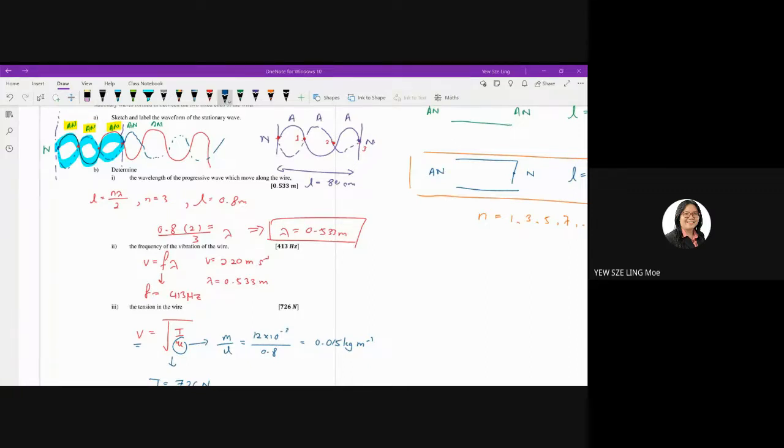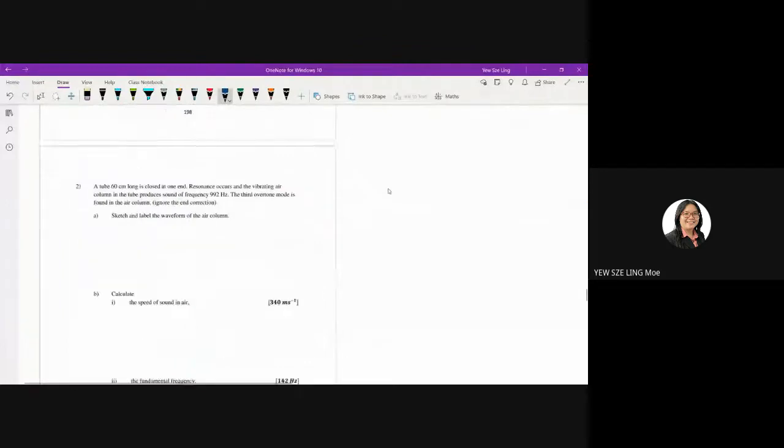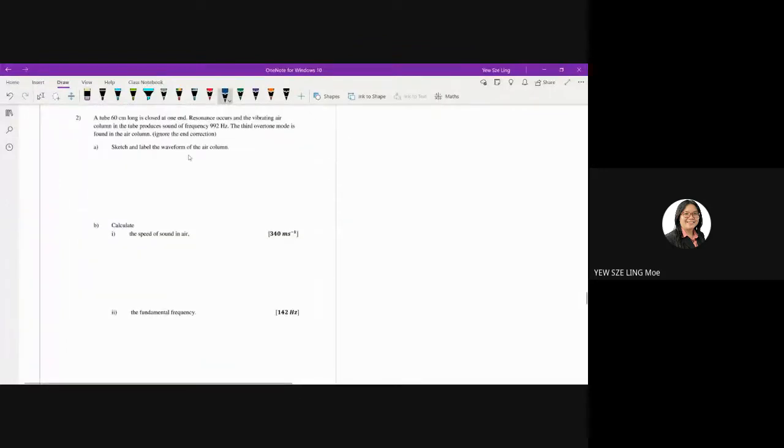Okay, so now let's look at question number 2. A tube 60 cm long is closed at one end. This is the keyword: closed at one end. It tells you this is an example of a closed-end air column, or closed-end pipe.